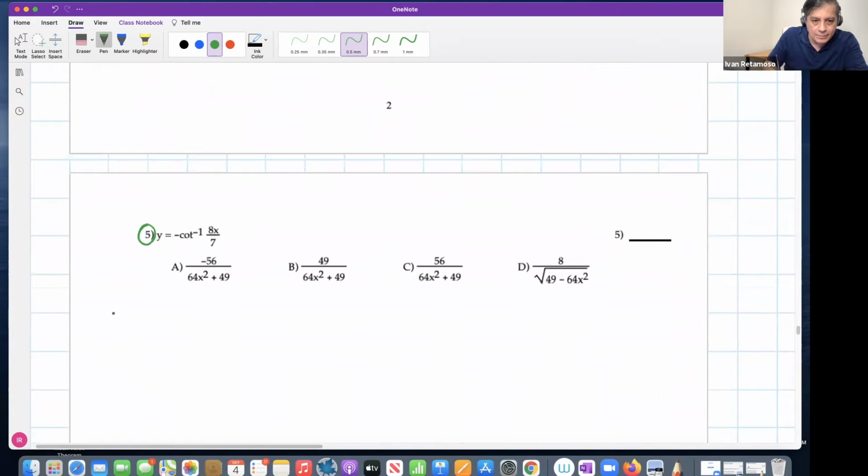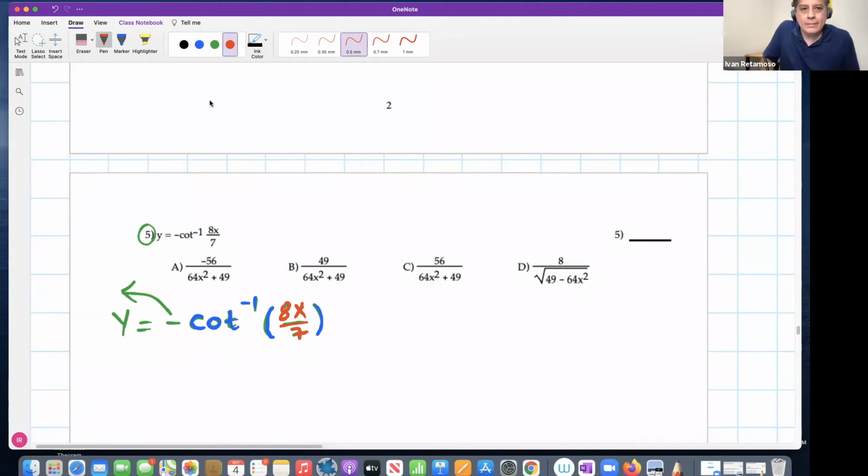I'll give you some time. So y equals negative cotangent inverse of 8x over 7. Hint, the negative one, don't worry about that. You can pull it outside of the differentiation, outside of the derivative. So don't worry about this negative. But then set this to be your outside function, and set this guy inside to be your inside function, 8x over 7. Try to get the derivative of y with respect to x.